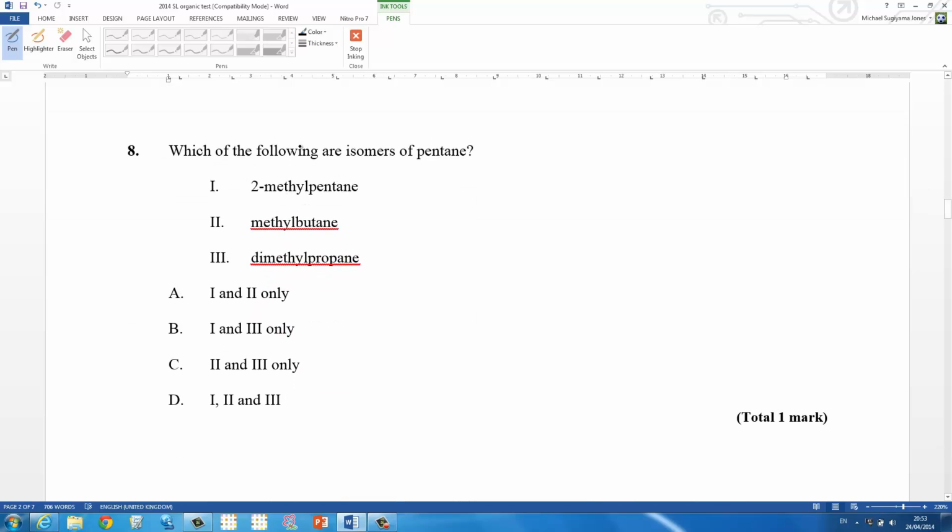Right. Moving on to question 8. Which of the following are isomers of pentane? So pentane has 5 carbon atoms, meth, eth, prop, but, pent, and it has 12 hydrogen atoms. So we start with 2-methylpentane. Well, that's pentane, which has 5, with a methyl group. With a methyl group is CH3. So that must have 6 carbons, so it's not that one.